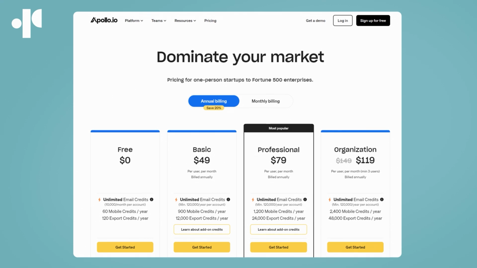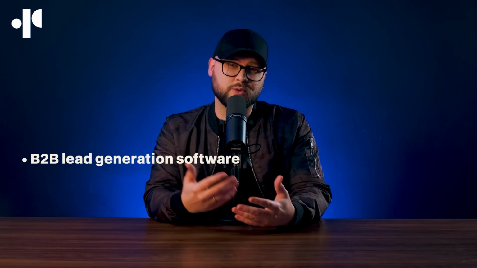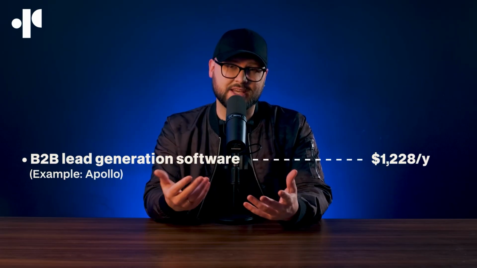Let's take a quick look at what it costs to generate 2,572 phone numbers. Let's imagine that JC needed to use some kind of B2B lead generation software, like Apollo, for example. The annual plan for Apollo's professional tier costs about $950 per year, and it gives you access to 1,200 mobile credits per year. To generate 2,572 leads, JC would need an extra 1,400 mobile credits, which costs $280, so the total cost for Apollo would be around $1,228 per year.